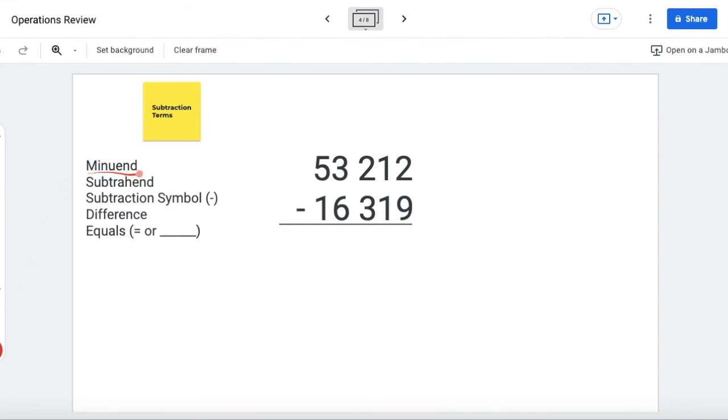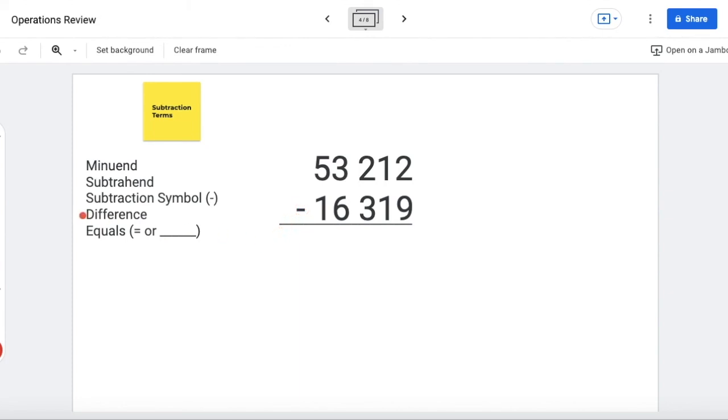So first off, in subtraction terms, we have our minuend. The minuend is the large number, the number we are subtracting from. In the case of a vertical subtraction problem, like what we have written here, the minuend will always be the number up at the top. Underneath that number is the subtrahend. The subtrahend is how much we are subtracting, how much we're removing from that minuend.